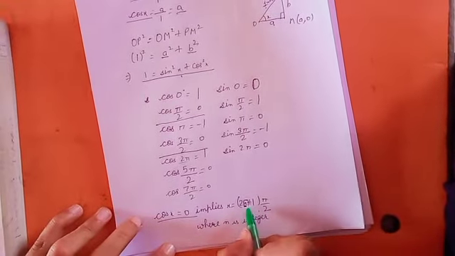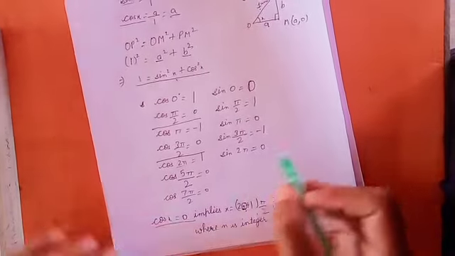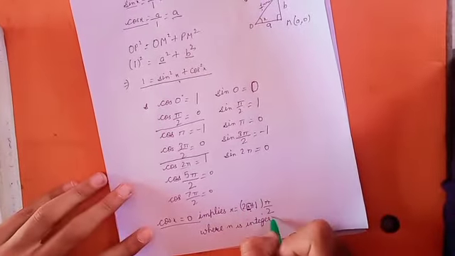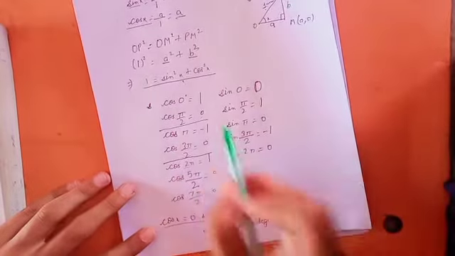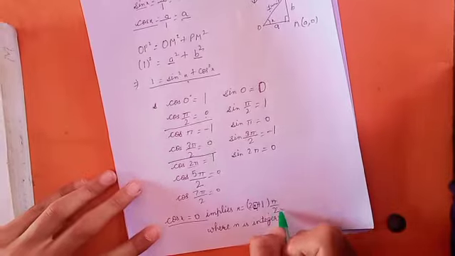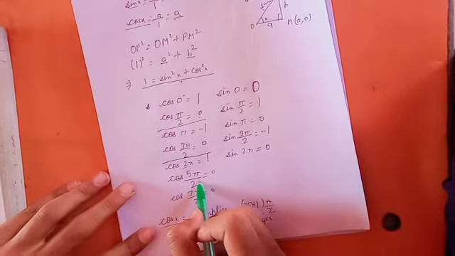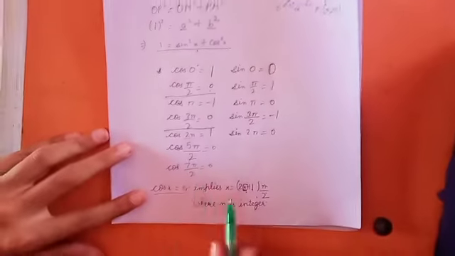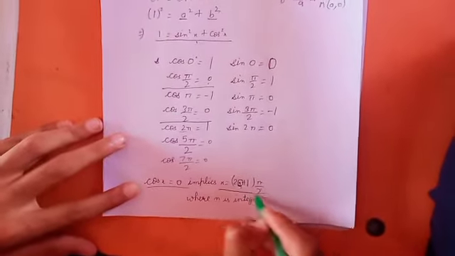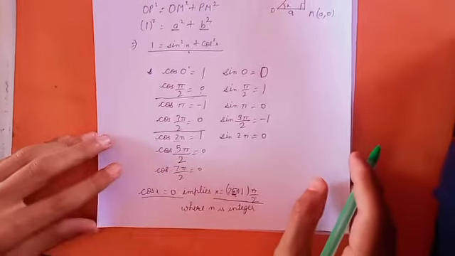Look, if we put value of n as 0, we are getting pi by 2. At pi by 2 it is 0. If we put value of n as 1, we will get 3 pi by 2, that is again 0. If we put value 2, 5 pi by 2, again 0. Means at every value of x equal to this, n being an integer, we will get cos x equal to 0.